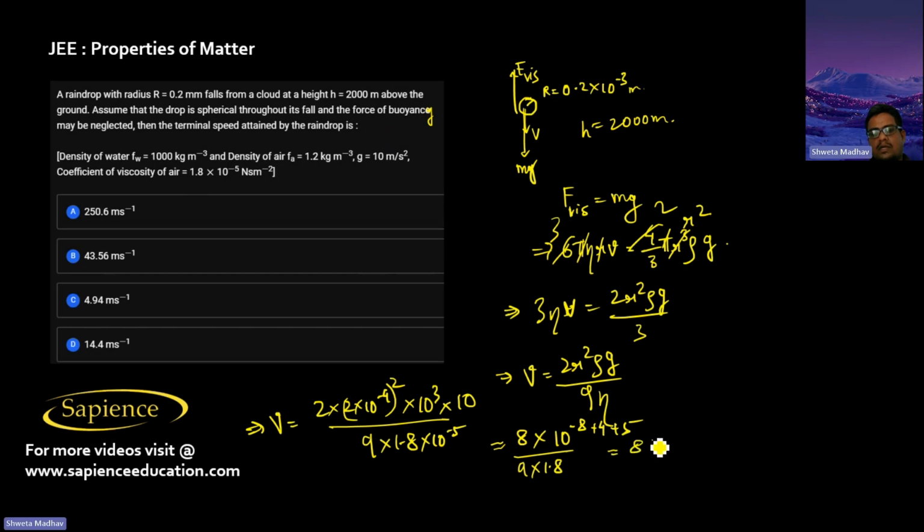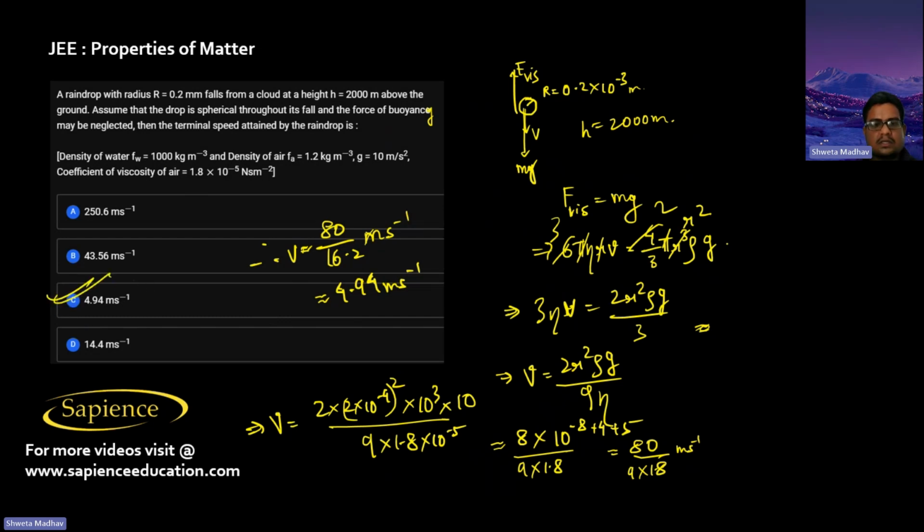So this will be equal to 80 by 9 into 1.8 meter per second. 9 into 1.8 is 16.2. So therefore the terminal velocity is approximately 80 by 16.2 meter per second, which is approximately 4.94 meter per second. So option C is the correct answer.